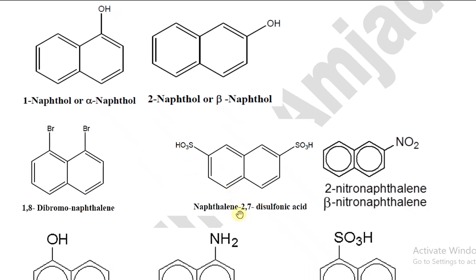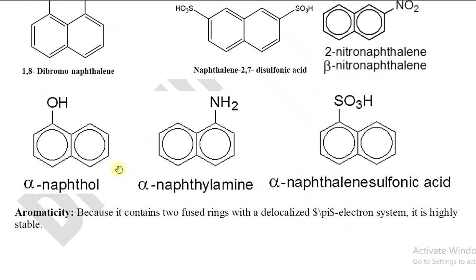Naphthalene 2,7-disulfonic acid. Here it is acidic; this compound is an acid compound. So naphthalene 2,7-disulfonic acid. Then we have 2-nitronaphthalene or beta-nitronaphthalene, and like that, alpha-naphthylamine, alpha-naphthalene sulfonic acid. This is about how we can name the compounds that are derived from naphthalene.